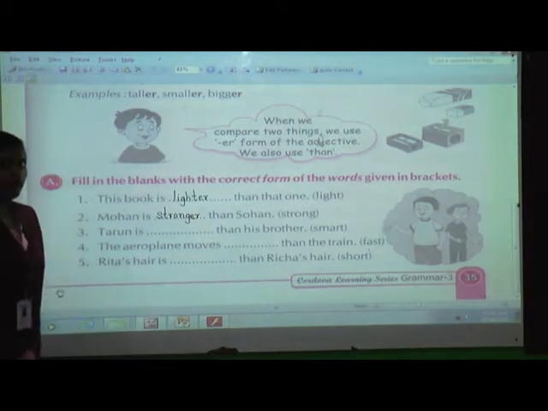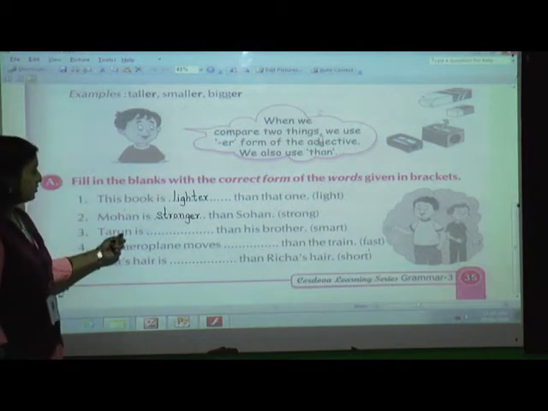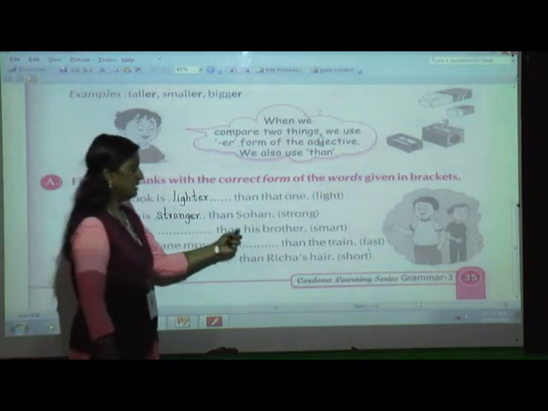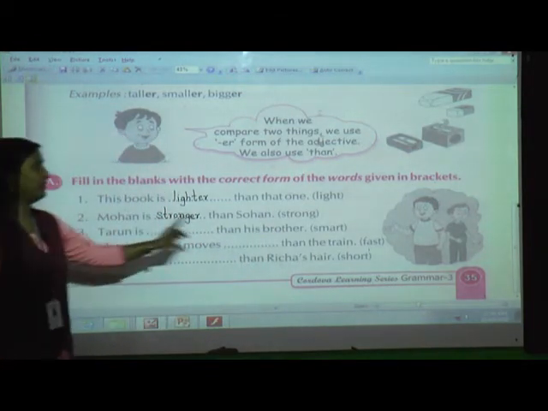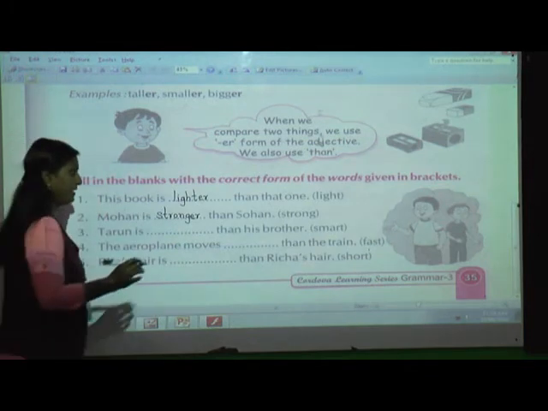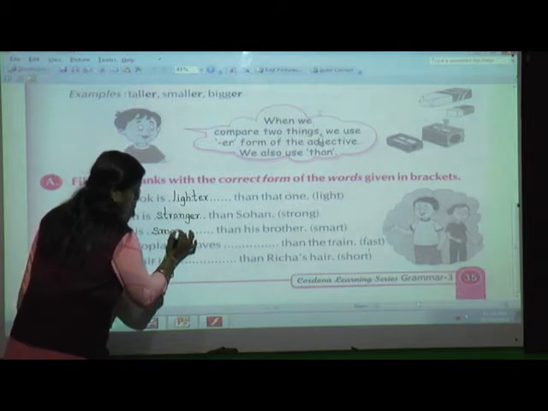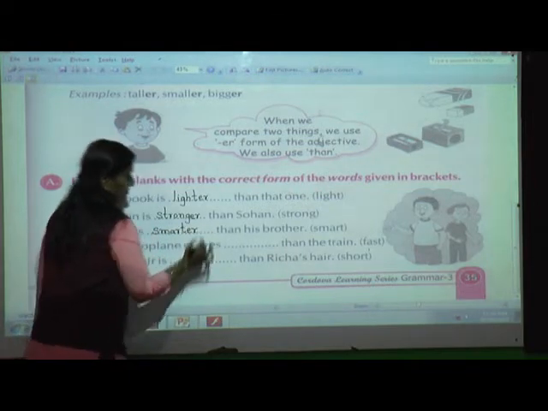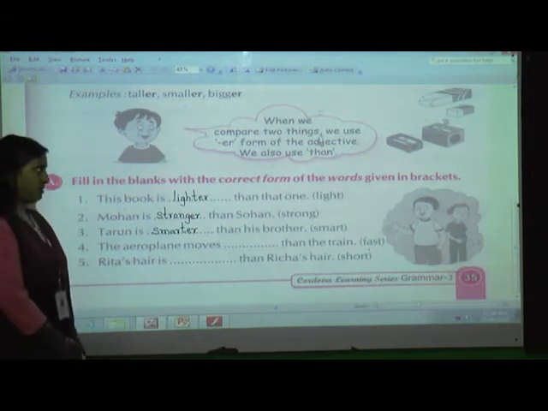I hope that you are writing along with me. Complete your book along with me. Now next, Tarun is dash than his brother. Here also we can see Tarun has been compared only with his brother. Only two persons are compared. So I am going to add er. Which is the adjective over here? Smart. So smarter. I hope you are getting what I am doing.